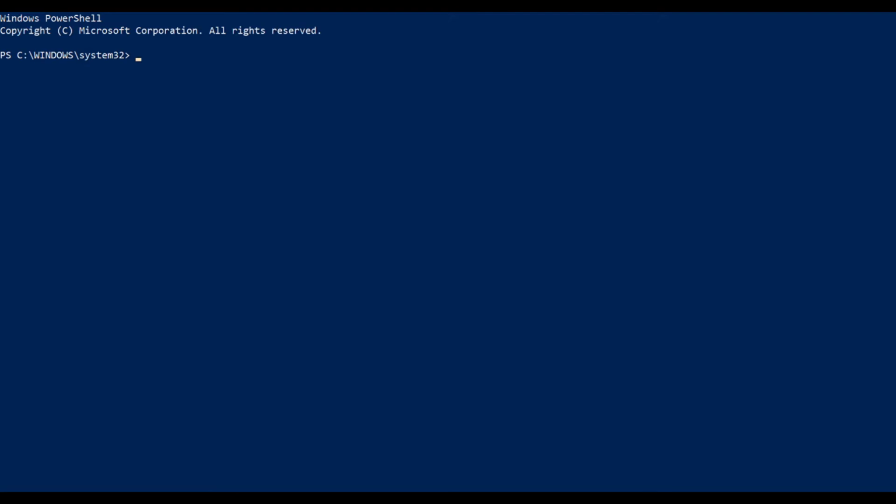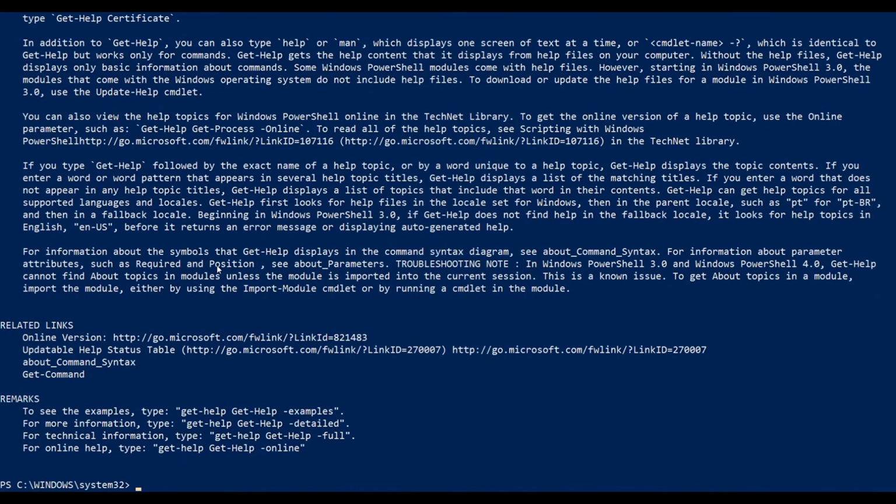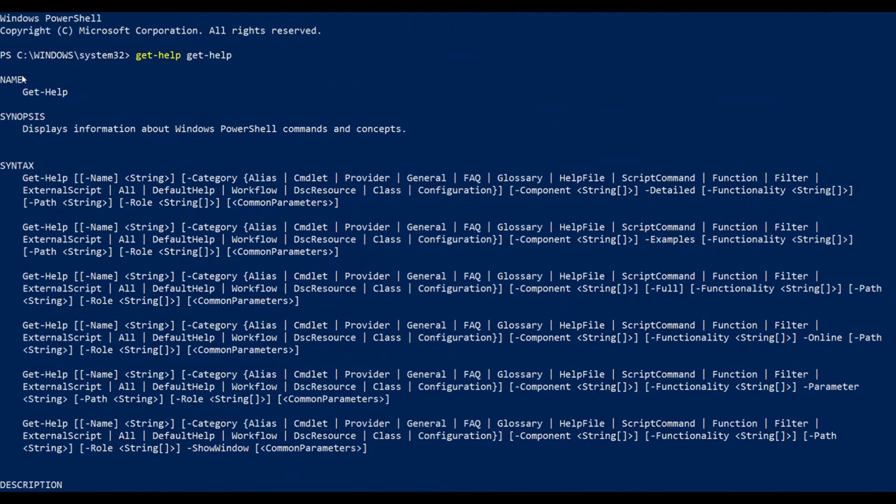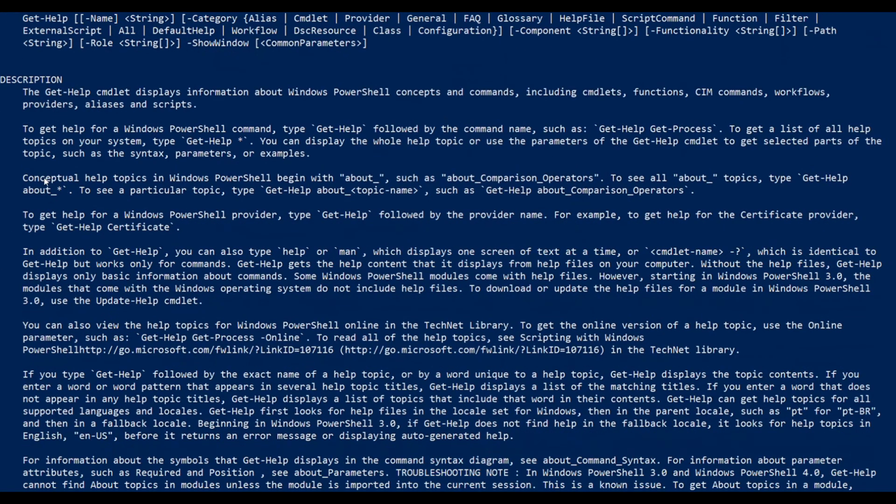So we need to start with the Get-Help cmdlet now. Let's see what happens if we issue Get-Help for the Get-Help cmdlet itself. Get-Help actually opens the help document for each cmdlet. If you see the structure of the document, it starts with the name of the cmdlet and then brief information about the cmdlet, syntax, examples, description, and so on.